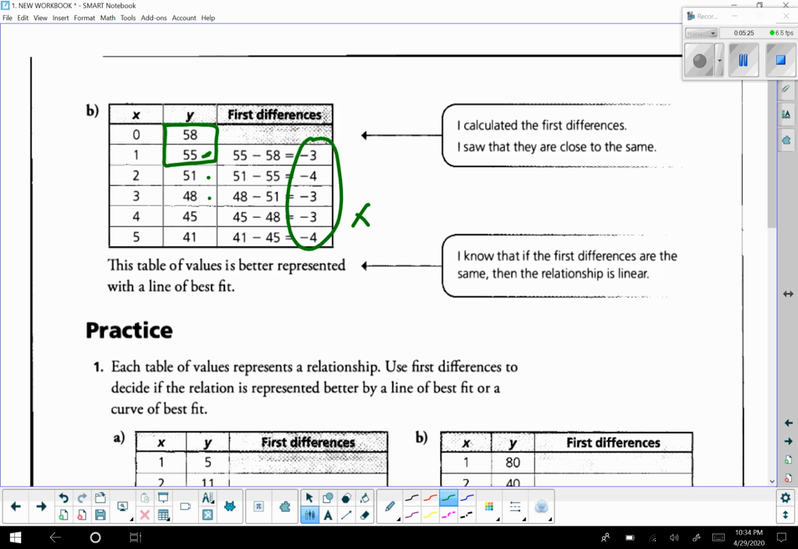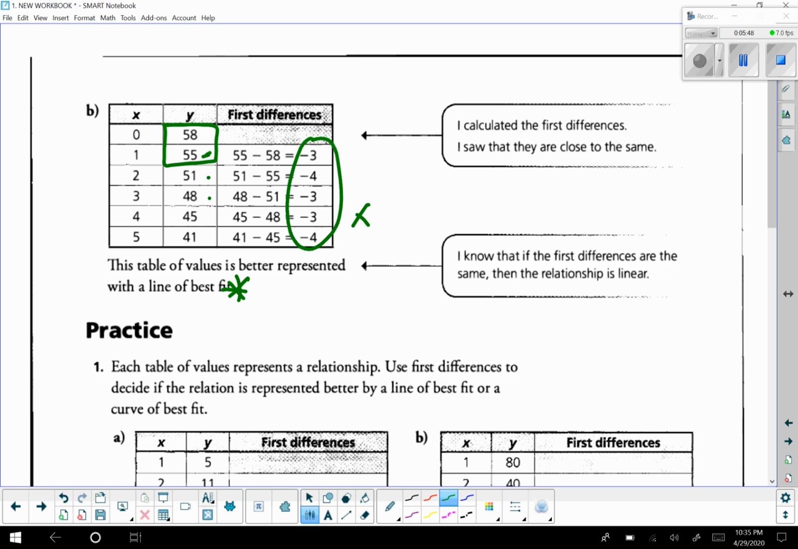That would be wrong because if the first differences are the same, then the relationship is linear, but these first differences are not the same, so this relationship is not linear because it goes negative 3, negative 4, negative 3, negative 3, negative 4. So I think they are wrong here, unless I read something incorrectly.